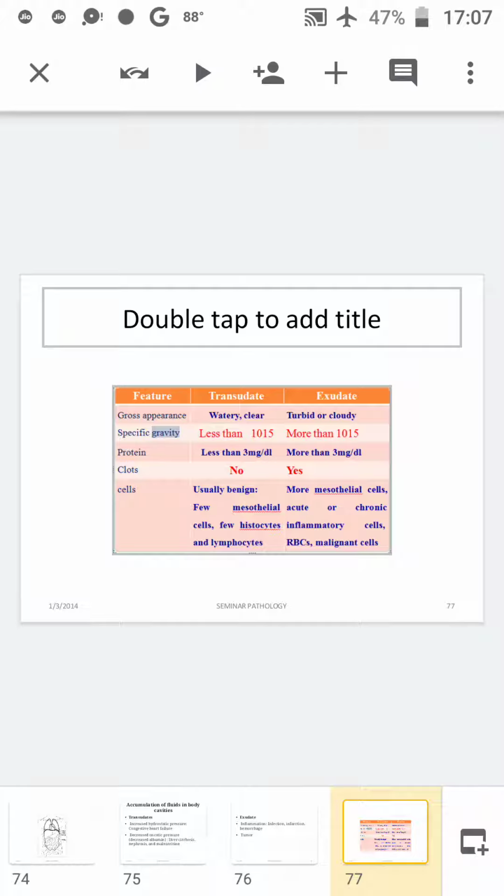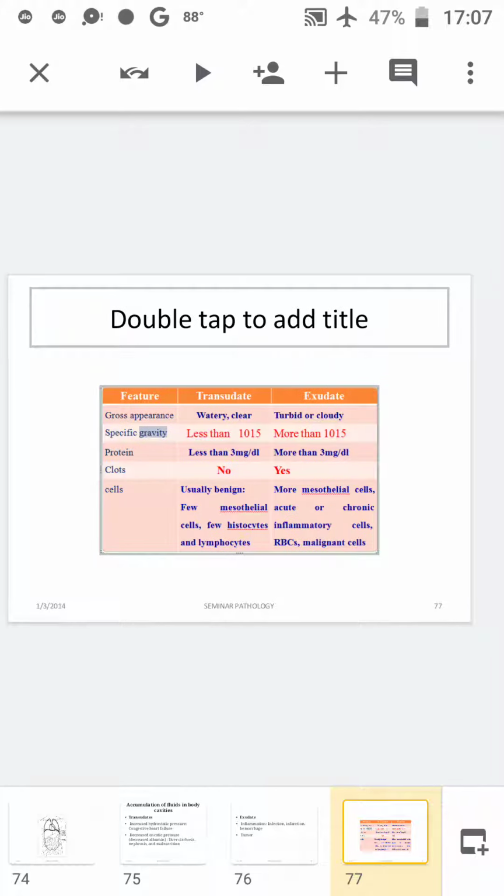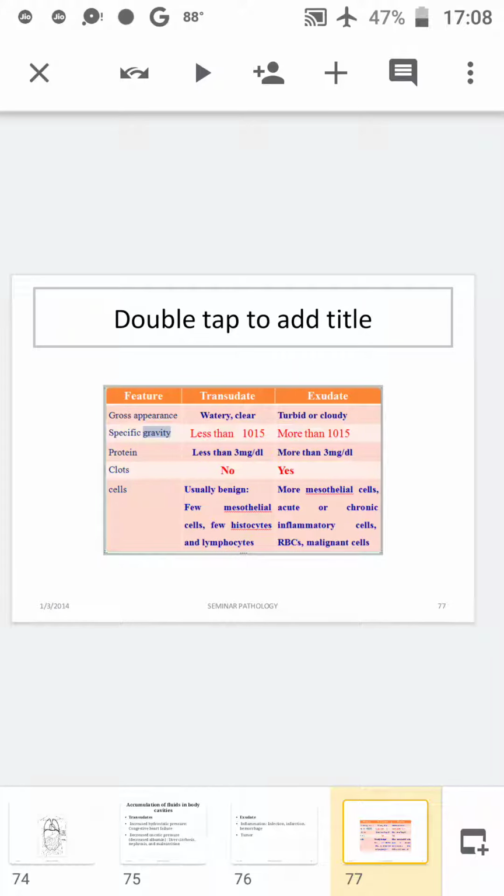Exudate is mainly because of malignancy, infection, or an inflammatory condition. You have to differentiate, because exudate causes are associated with malignancy. So how will you differentiate? Coming to the differentiating points: in transudate, the gross appearance will be clear; in exudate, it will be turbid or cloudy.